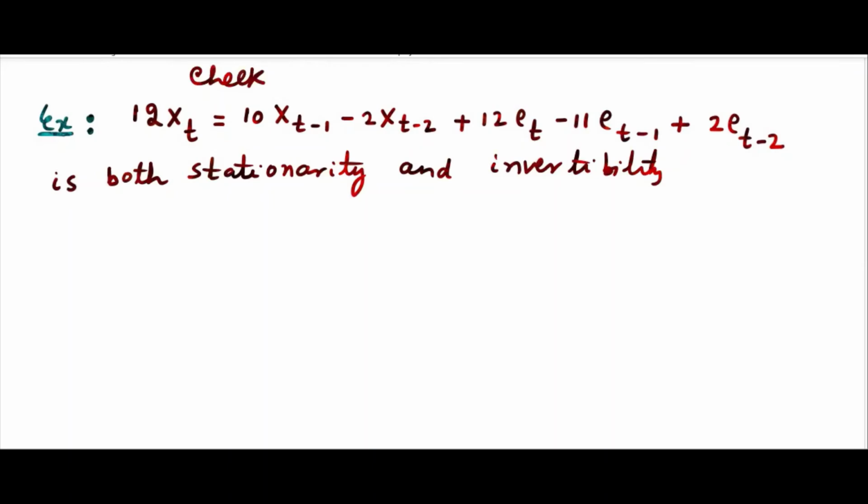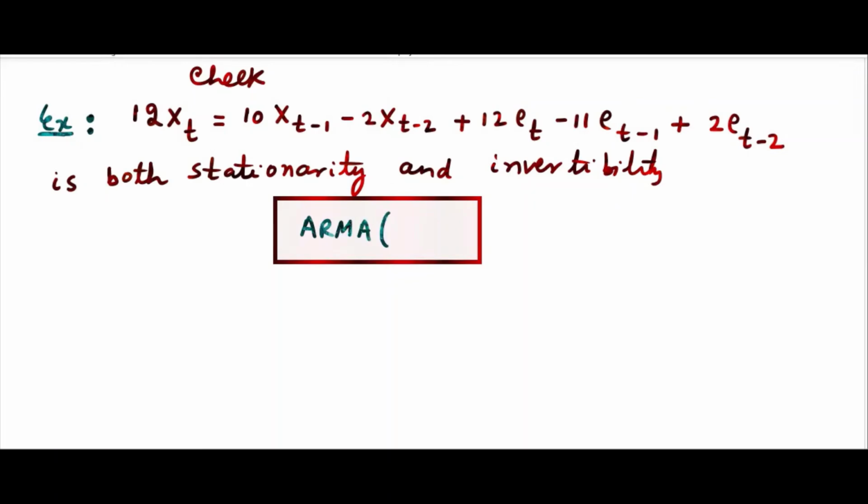Now let me write the name of the process. What is this process? This is an ARMA process, and you have to write the components also. How many parts are from AR and how many are from MA? How many AR terms do you have? 1, 2, up to 2. Here also up to 2. So this is an ARMA(2,2) process.